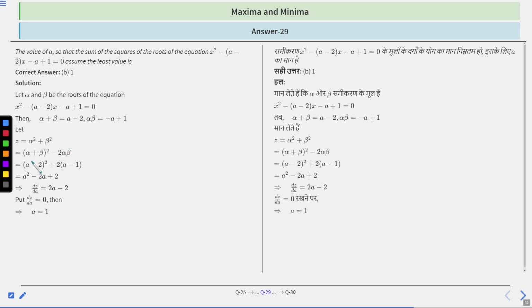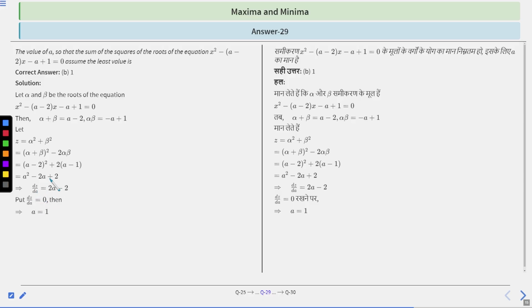Now let z be equal to alpha square plus beta square. It can be written as alpha plus beta whole square minus 2 alpha beta, which can be written in terms of a, where alpha plus beta is replaced by a minus 2 and alpha beta is replaced by minus a plus 1, right? Therefore, (a minus 2) whole square plus 2 into (a minus 1), which after simplifying you will get z as a square minus 2a plus 2.